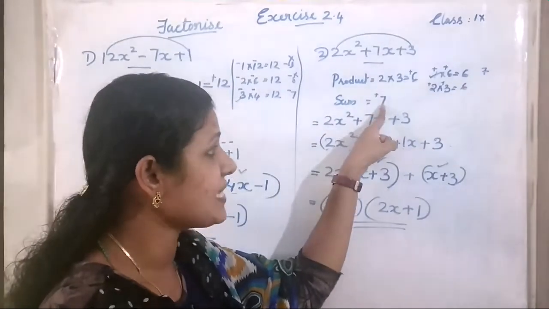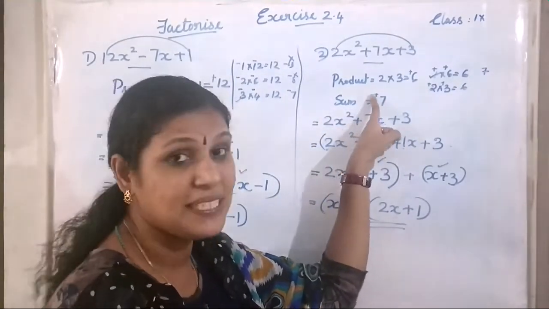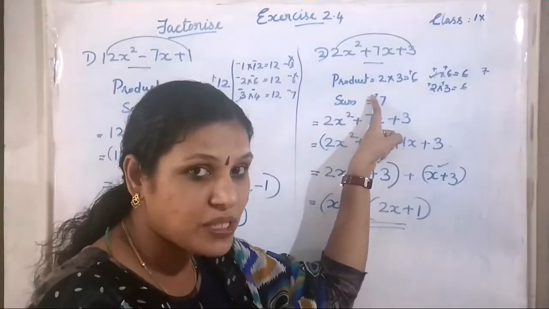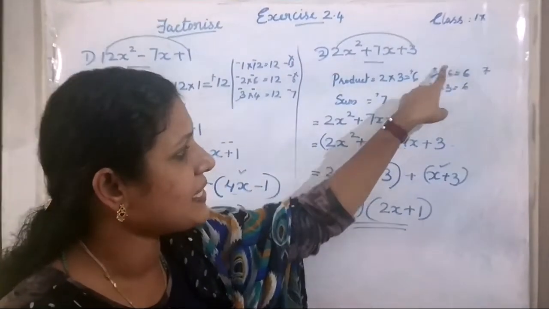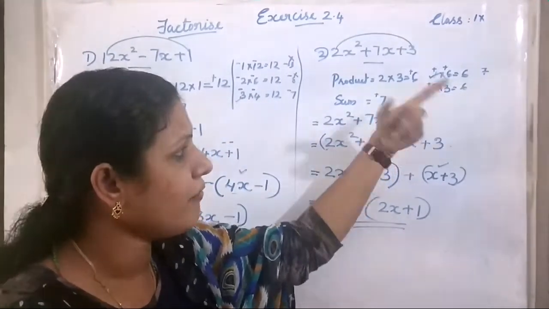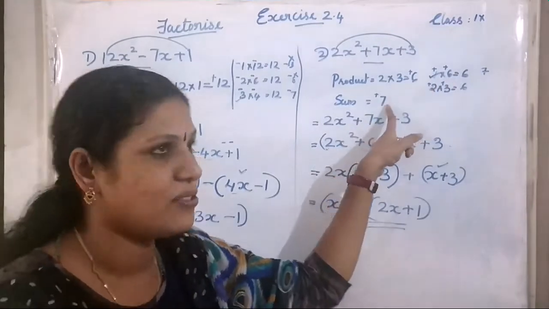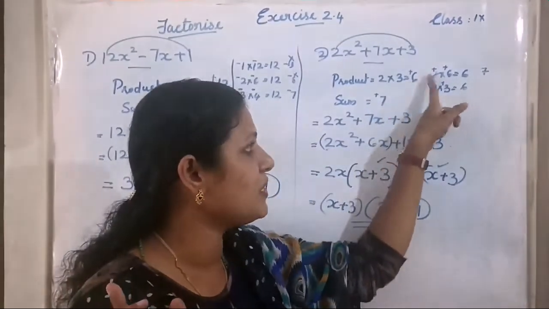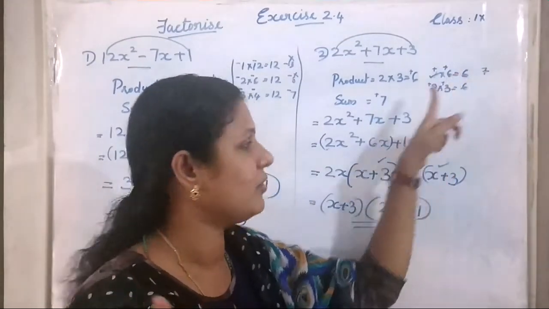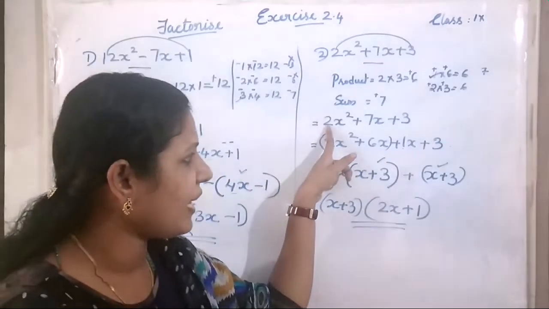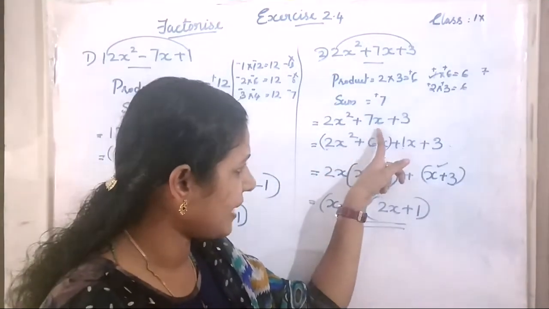But here the sum sign is plus, so both numbers are positive numbers. So we put plus sign here. And now we add 1 plus 6 is 7. That is the numbers we need, 1 and 6. So we write the question 2x square plus 7x plus 3.